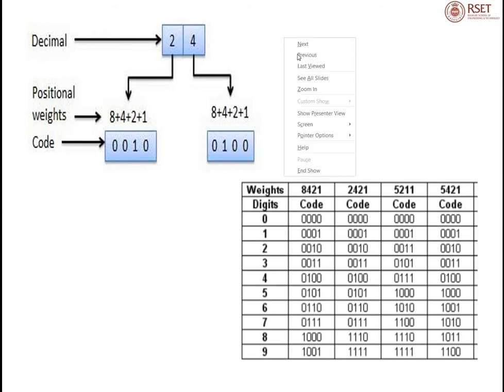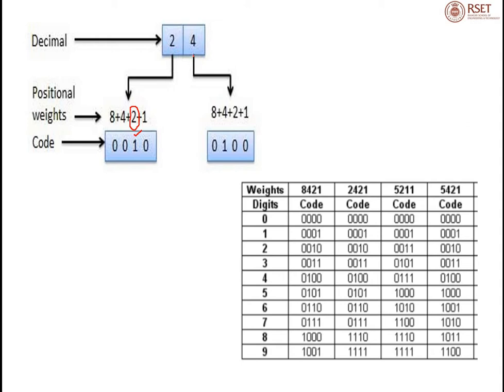We will see an example in which a decimal number is converted to binary code. A decimal number 24 is given. It has 2 digits, 2 and 4. First we will take the digit 2. Its corresponding weights are written here, that's 1, 2, 4, 8. We require the place value of this position, so we will write 1 here. The rest of the place values are not required, so we are putting zeros there. So our code is 0010 for the digit 2.